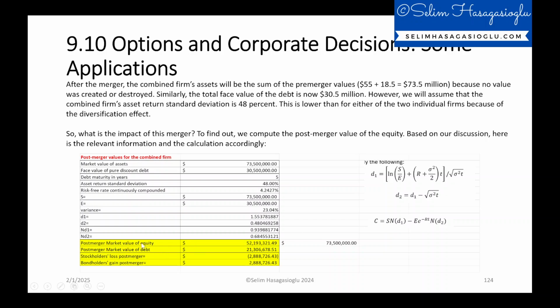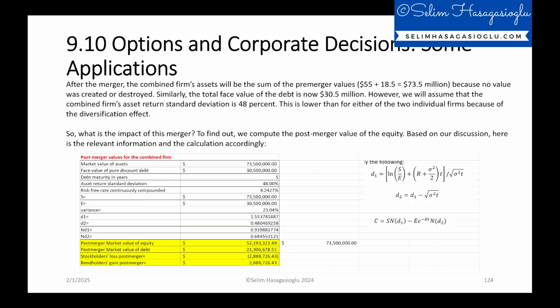So by using Black-Scholes, you need to have this same exact value that I calculated in here for the post-merger market value of equity. And the post-merger market value of debt, again, you will subtract this value from the market value of assets, and you will get the post-merger market value of debt. And then you can calculate the stockholders' loss post-merger and bondholders' gain post-merger.